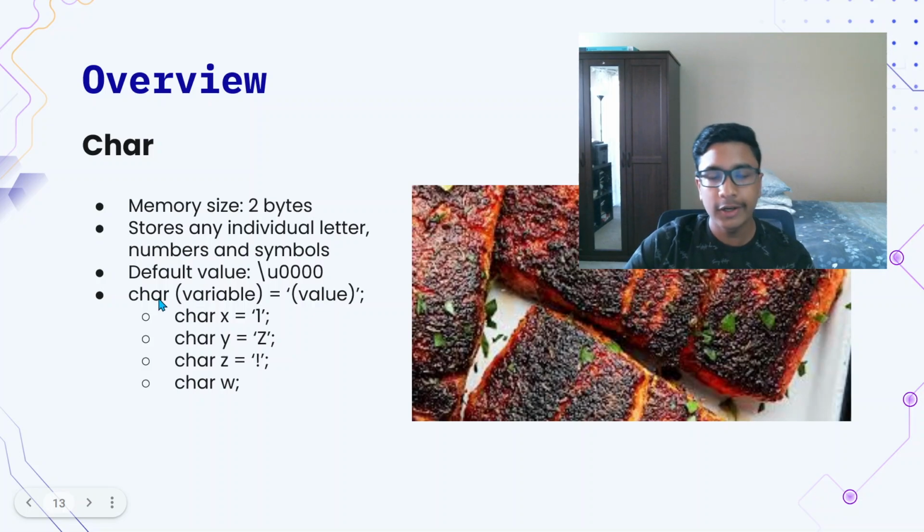To assign char, it will be a bit different from the other types because we want to assign letters. Char and then the variable, and you set it equal to the individual letter or number you want inside single quotation marks. This implies this is a char.